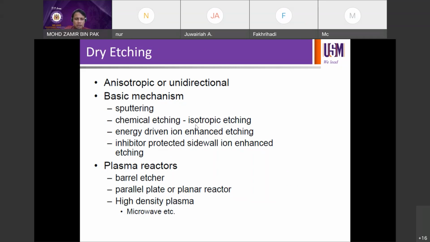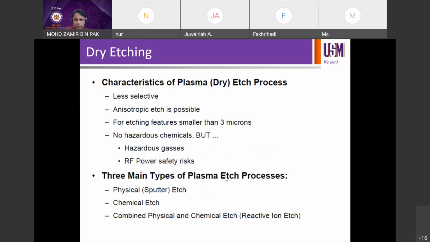Okay, so the basic mechanisms involve sputtering. Sputter, nanti tak akan belajar sputter dalam thin film deposition. So we're going to see later on why this is involved in the etching process. Chemical etching, isotropic, energy-driven ion enhanced etching, inhibitor protected sidewall, ion enhanced etching, and it is going to involve plasma reactors, okay, plasma reactors of various kinds.